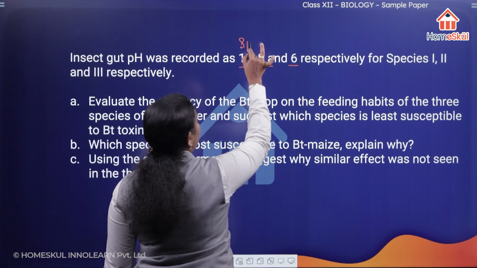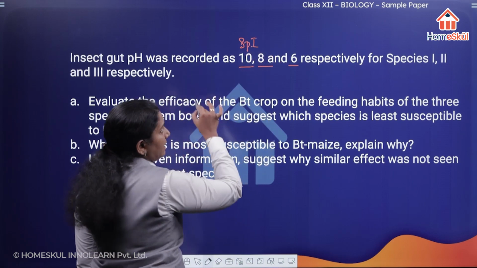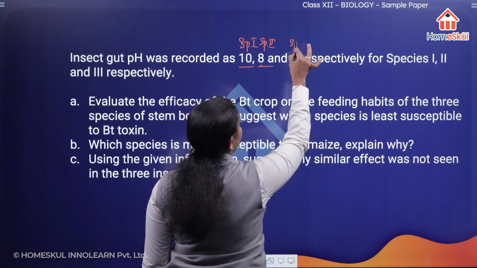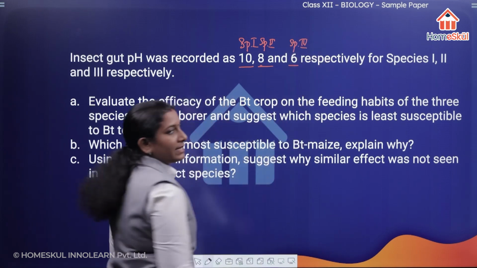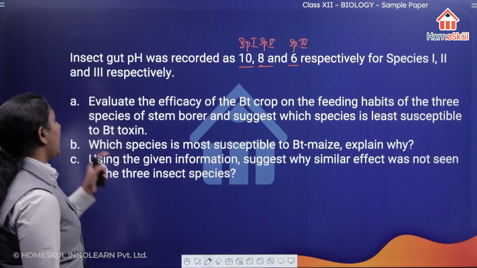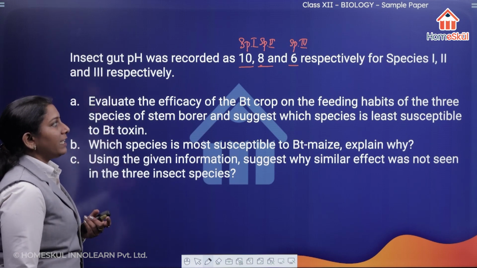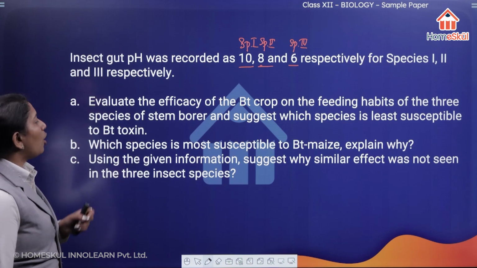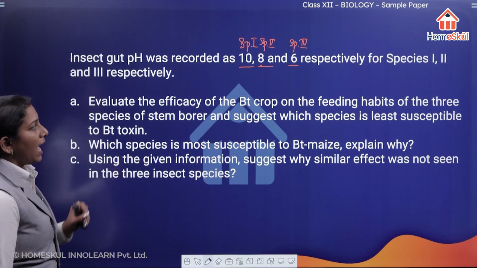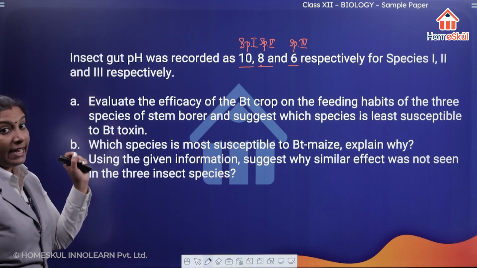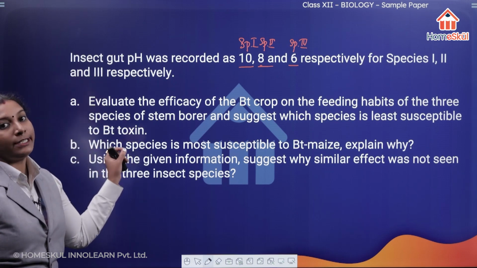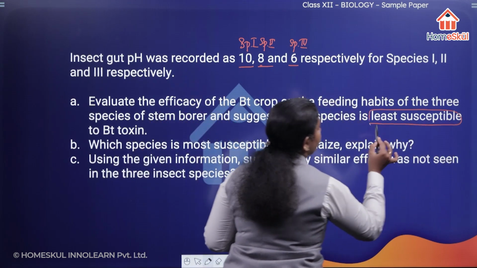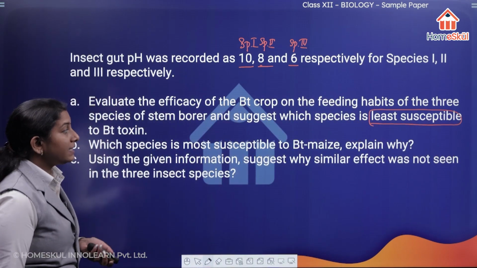All these species have their own insect gut pH levels. In species 1, the pH is 10. In species 2, the pH is 8. And in species 3, the pH is 6 respectively. And the question is, evaluate the efficacy of the Bt crop on the feeding habits of the 3 species of stem borer and suggest which species is least susceptible to Bt toxin. Which is the least susceptible species?